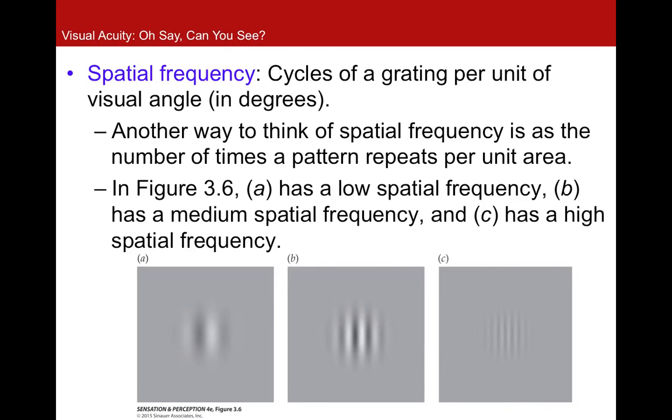In terms of spatial frequency, that's the cycles of grating per unit of visual angle, so measured in degrees. Another way to think of that is the number of times a pattern repeats per unit area that you're measuring. So in this figure here, you can see that there's very low spatial frequency in A, B is a bit higher, so medium spatial frequency, and C has a high spatial frequency.